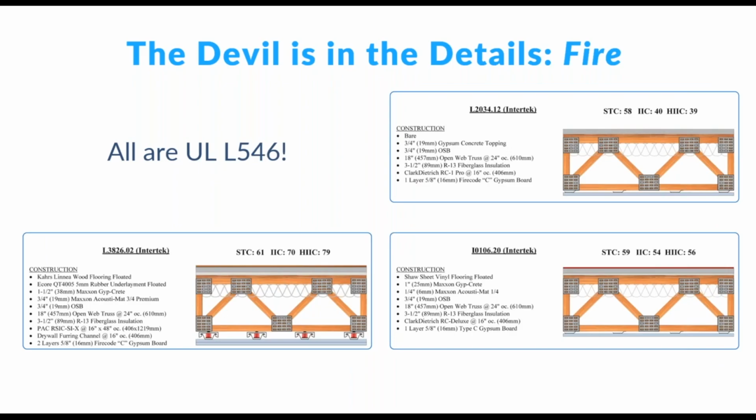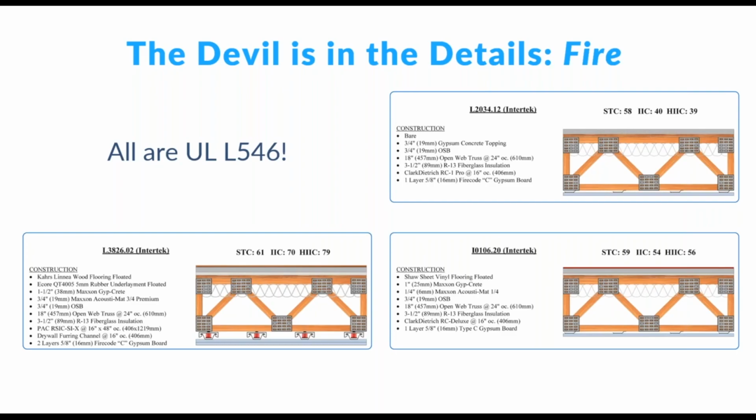All right, and not to belabor the point too much, but here's an example for floor-ceiling assemblies. So we'll take L546, a wood open web truss. And again, these are all assemblies that meet the design of L546. They hit those minimums or they go beyond it. But acoustically, they're very different.